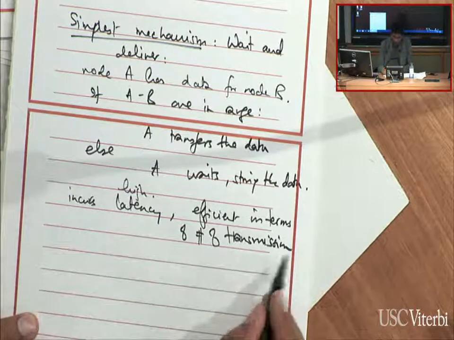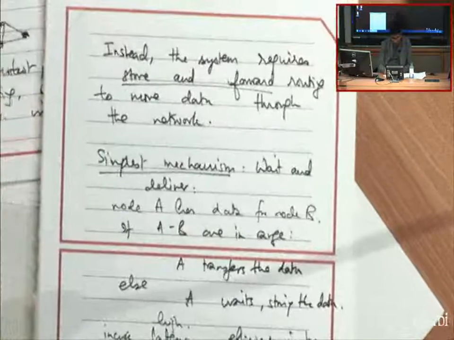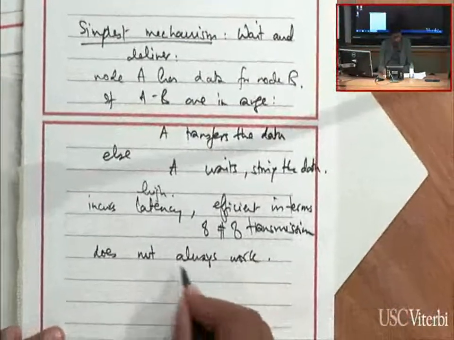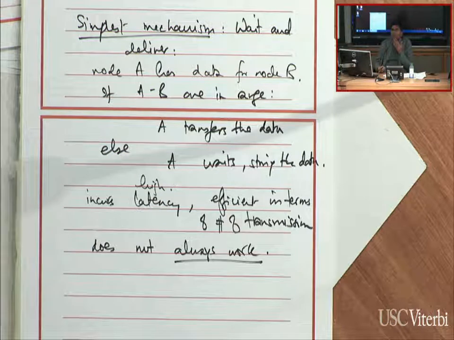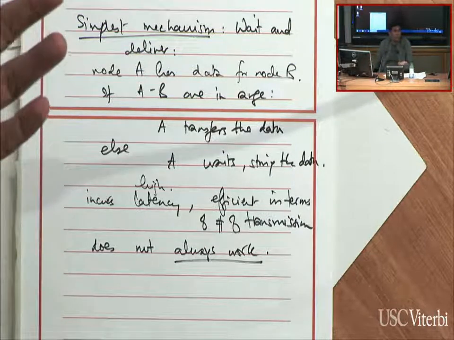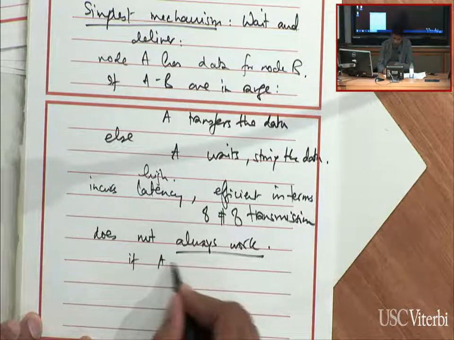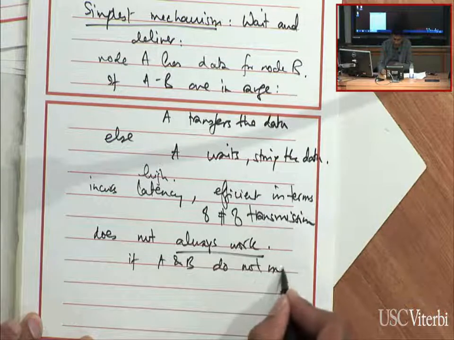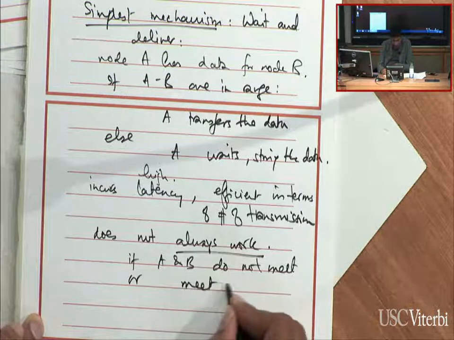So that's good about it, but it does not work. Why might it be that wait and deliver just simply doesn't work? You might have to wait forever because you never get in range of the destination. It may just so happen that these two particular nodes, the way they move around, never actually come into contact with each other. In particular, if A and B do not meet. Or they may meet, but meet infrequently.